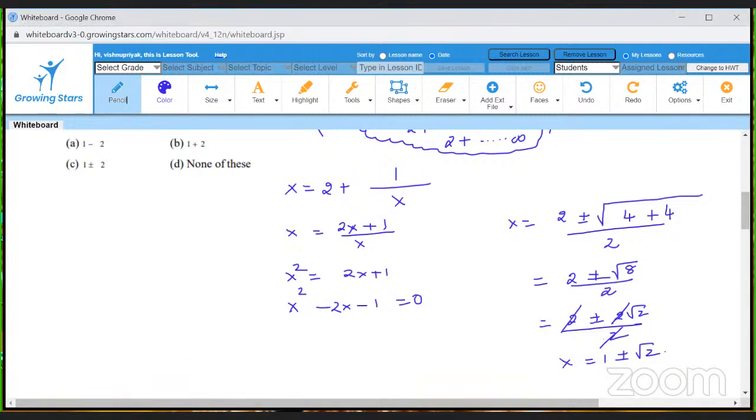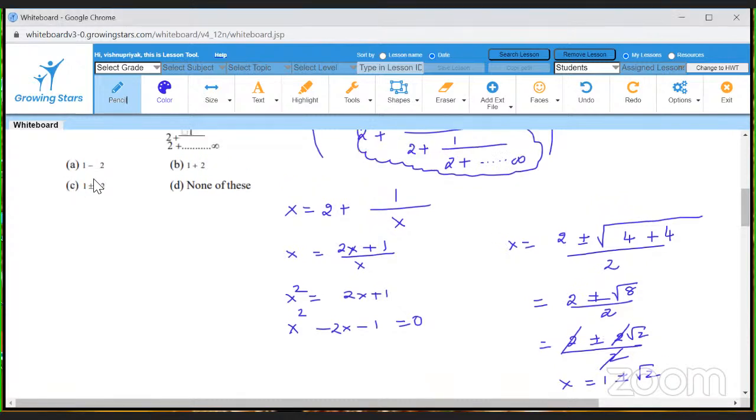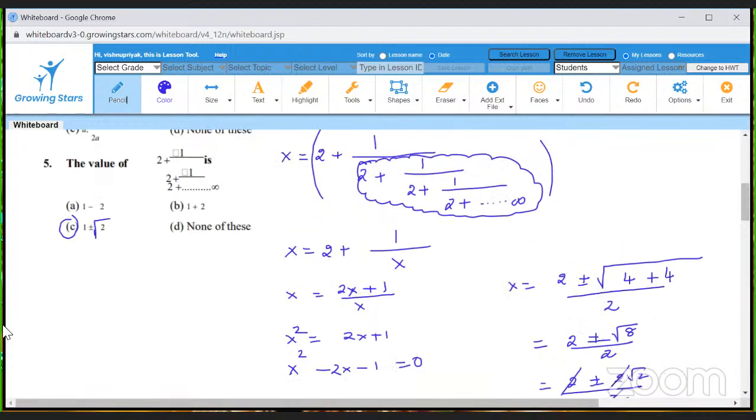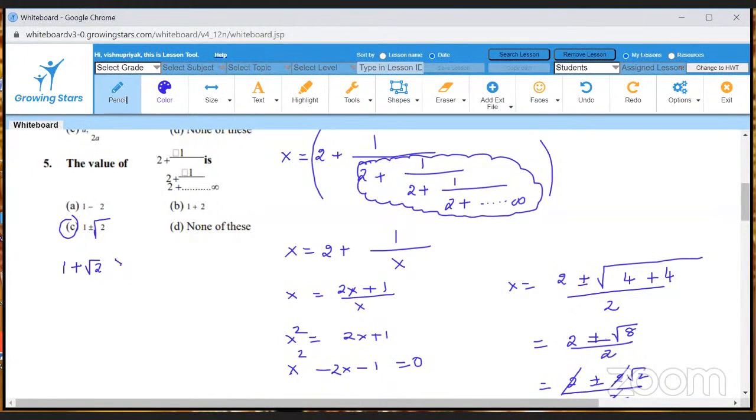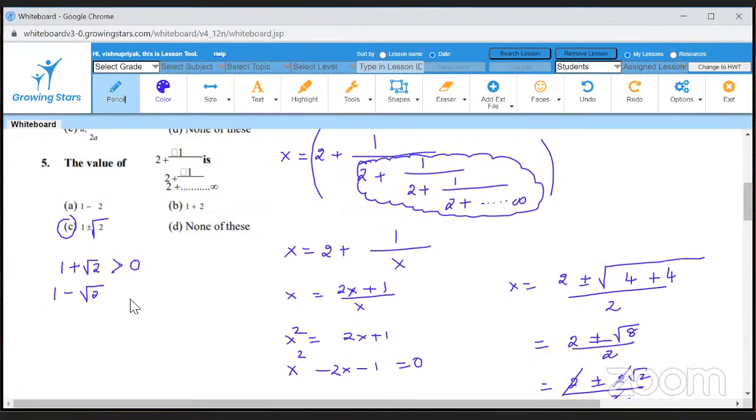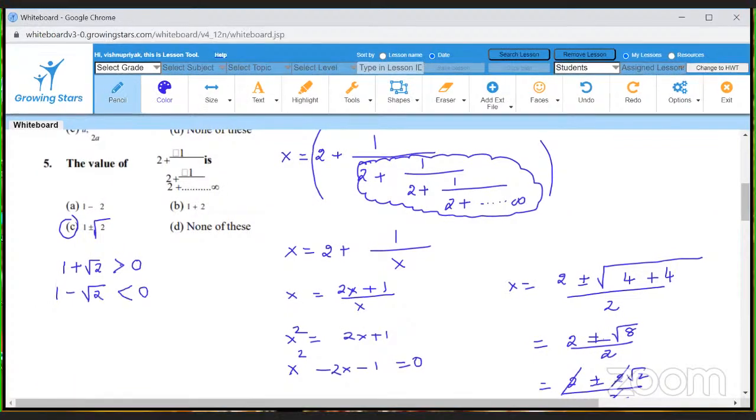And again, there is a printing mistake in the answer, but we can take option C, 1 plus or minus square root of 2. The square root of 2 is missing. But if you observe carefully, 1 plus square root of 2 will give you a positive answer. 1 minus square root of 2 will give you a negative answer.